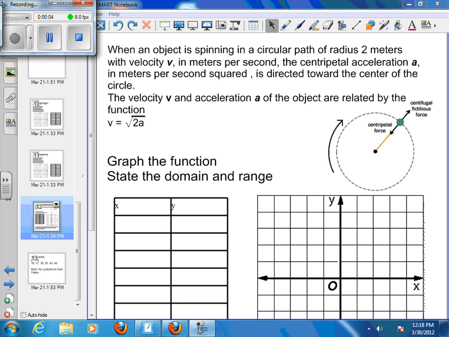Are we going to use all of this? Well, when an object is spinning in a circular path of radius 2 meters with velocity v, in meters per second, the centripetal acceleration a, in meters per second squared, is directed towards the center of the circle. Yeah, what does that mean?